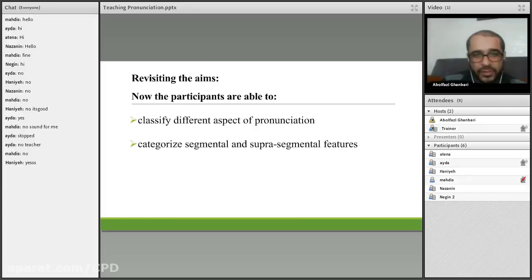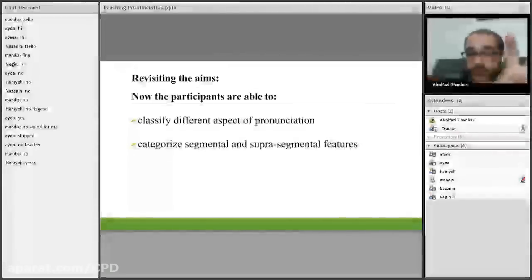The segmentals are vowels, consonants and phonemics. Phonemic, we did not have. That was phoneme, the smallest unit of sound. Vowel, consonant, diphthong.